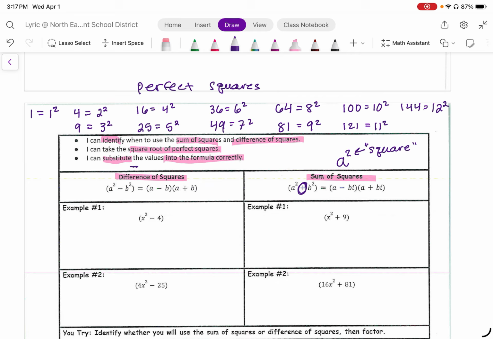So, okay, let's take a look at this. Difference of squares and sum of squares. Anytime you recognize that we have difference of squares or sum of squares, you actually don't have to factor it. This is how you find its factors. You take the square root of a and b, and then you will get a and b and write them like this.